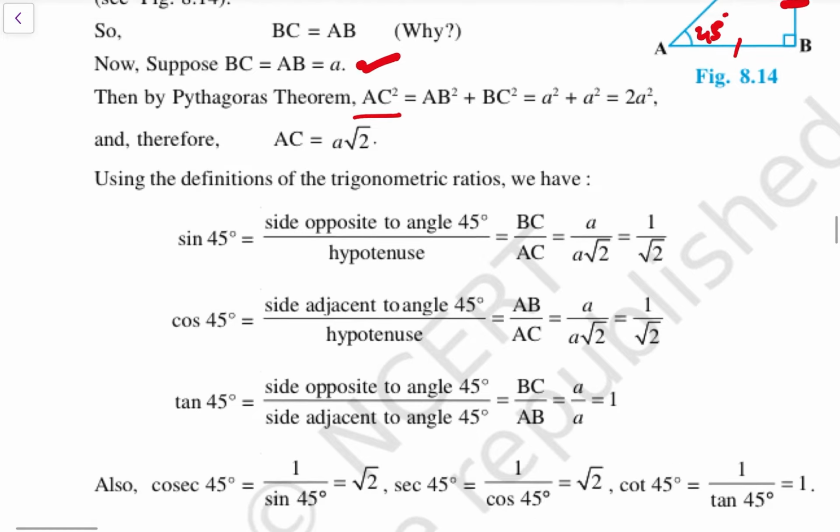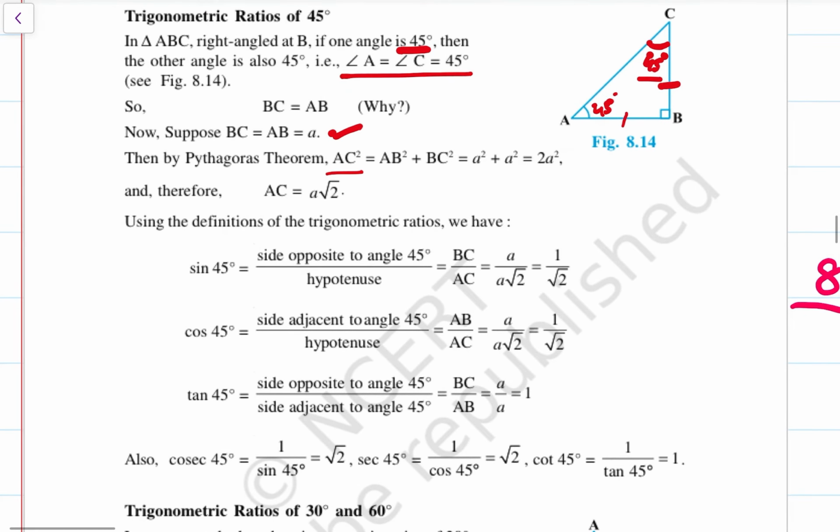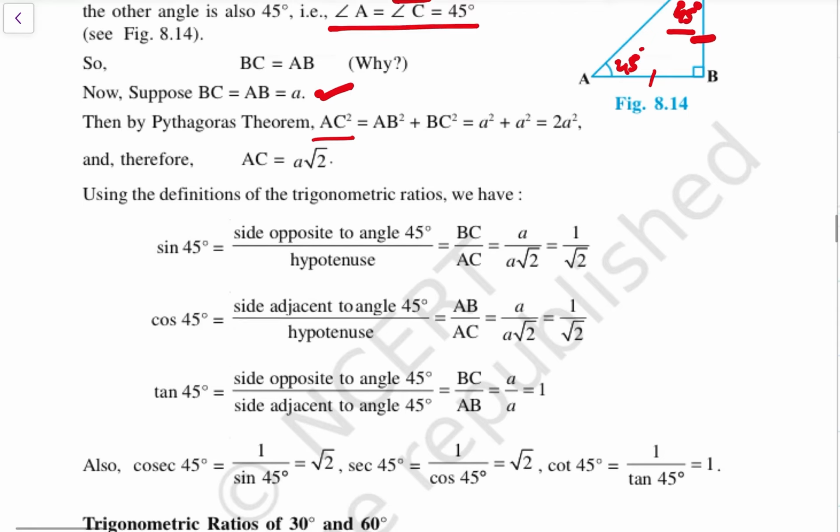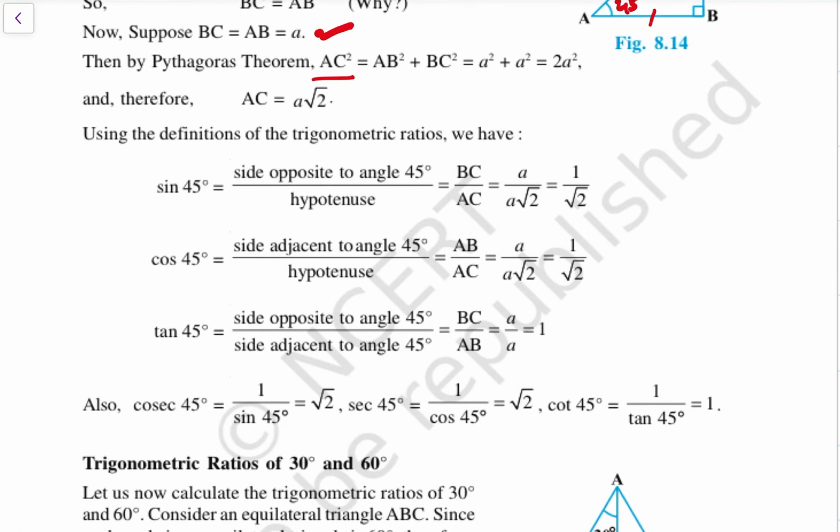Using the definition of trigonometric ratios, we get sine 45 as the side opposite to angle 45 upon hypotenuse, that is BC upon AC, equal to a upon a root 2, equal to 1 by root 2. Cos 45 is equal to side adjacent to angle 45 upon hypotenuse, that is AB upon AC, equal to a upon a root 2, equal to 1 upon root 2. And tan 45 is equal to side opposite to angle 45 upon side adjacent to angle 45, that is BC upon AB, equal to a upon a, equal to 1.